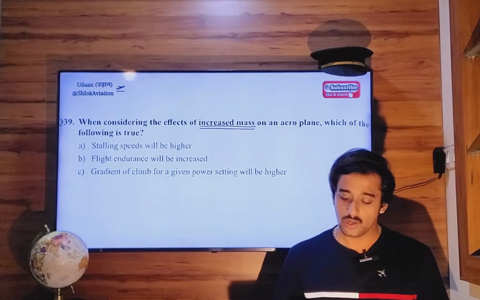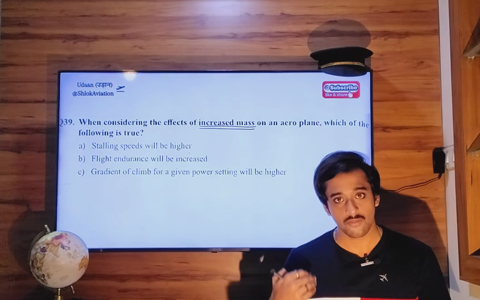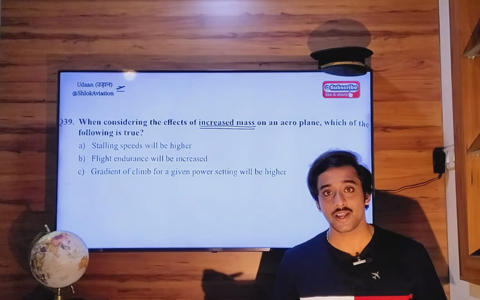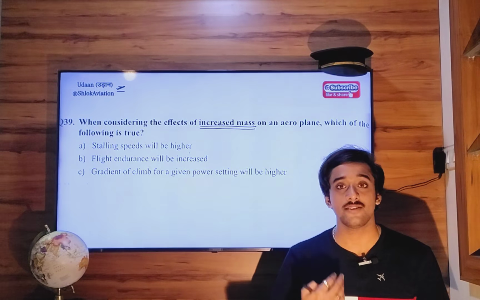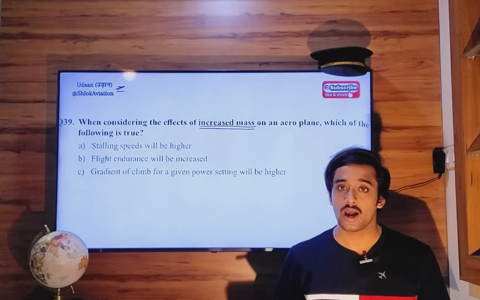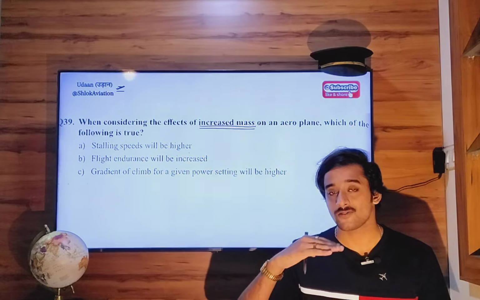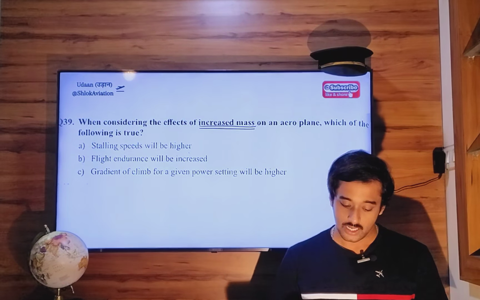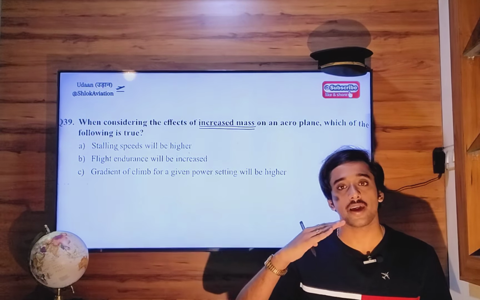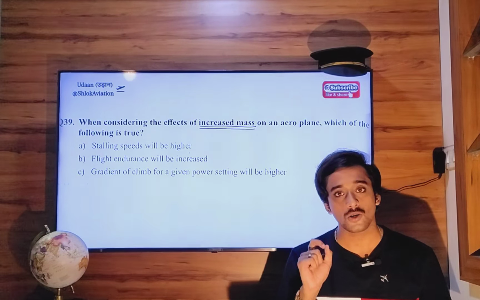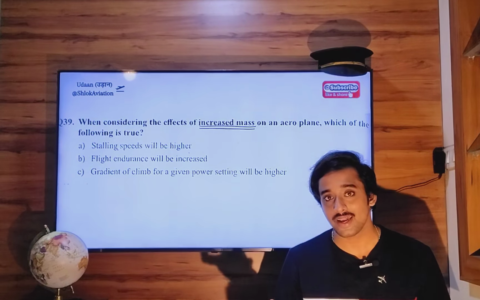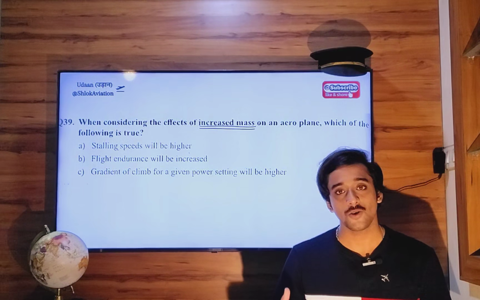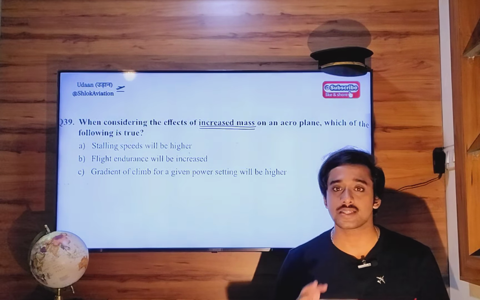So stalling speeds will be higher. Yes, heavier aircraft, faster stalling speeds. Flight endurance will be increased. No, endurance will decrease. Heavier aircraft means heavier lift requirement. Heavier lift requirements means the angle of attack of that aircraft must be increased. When you increase the angle of attack, the speed of the aircraft will automatically decrease. If you want to stop that from happening, you will have to add power. When you add power, you consume fuel, and when you consume fuel, the endurance automatically decreases by that much.